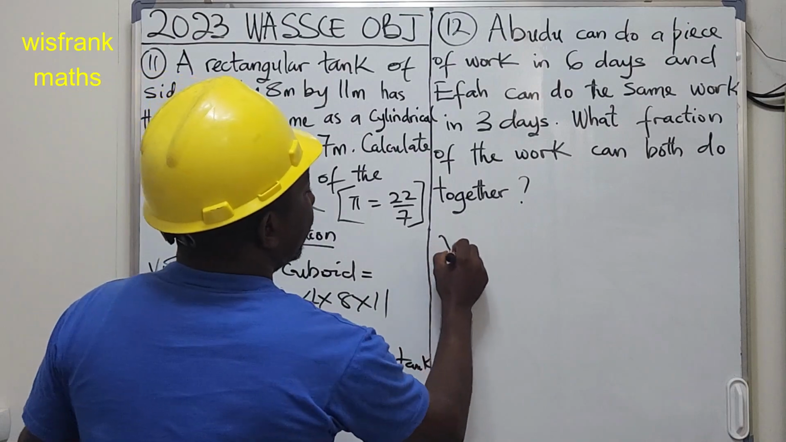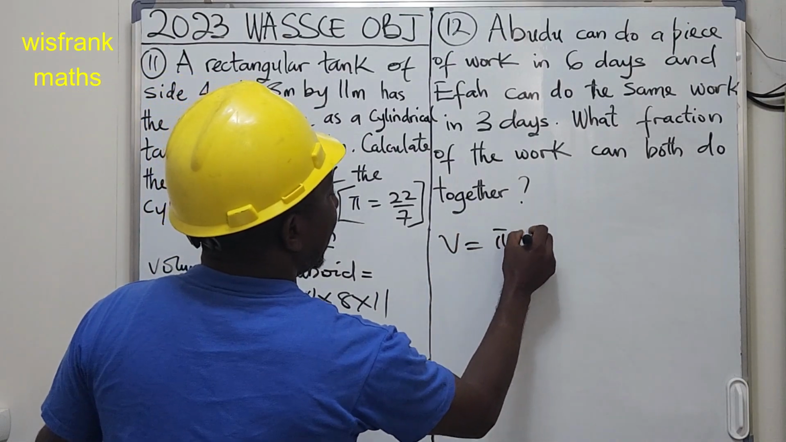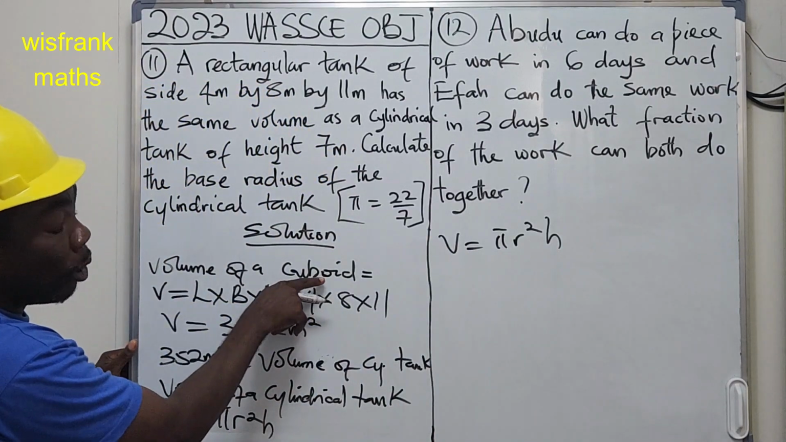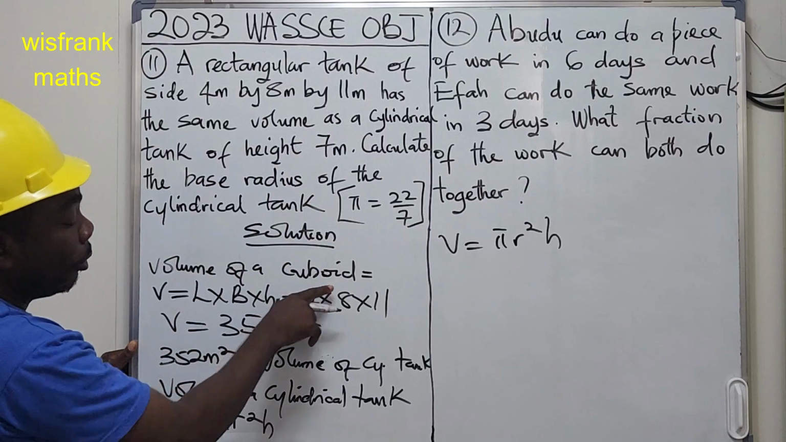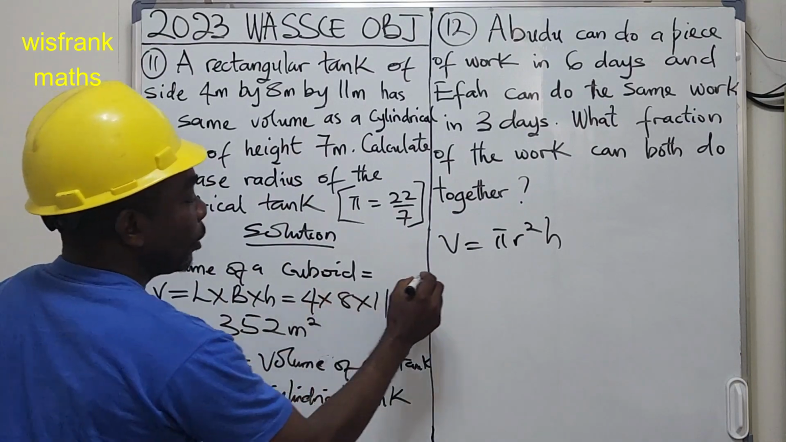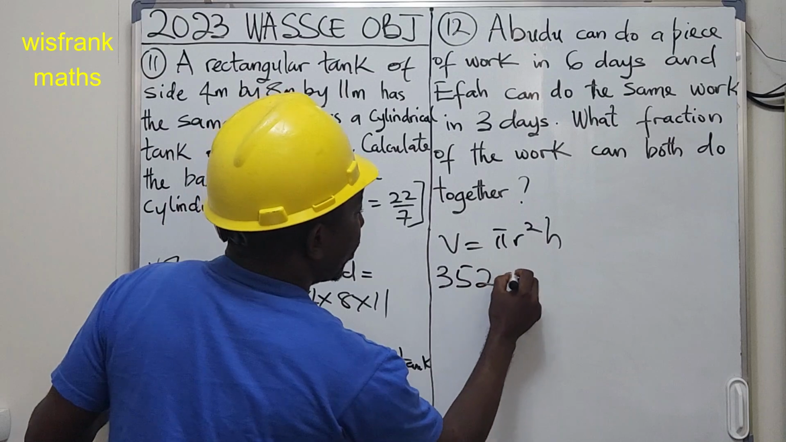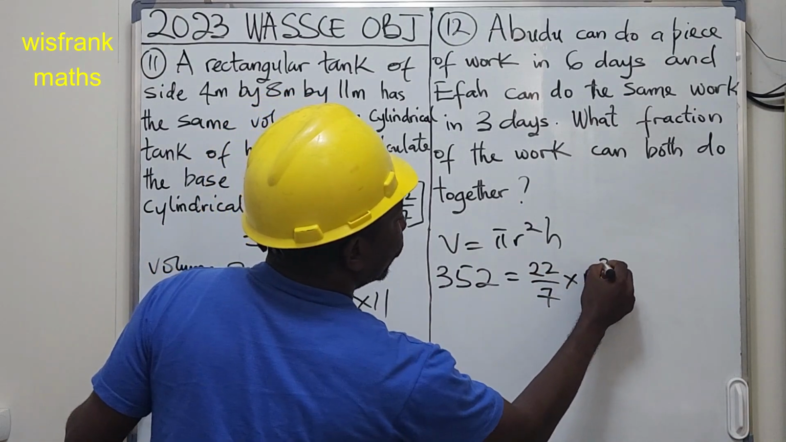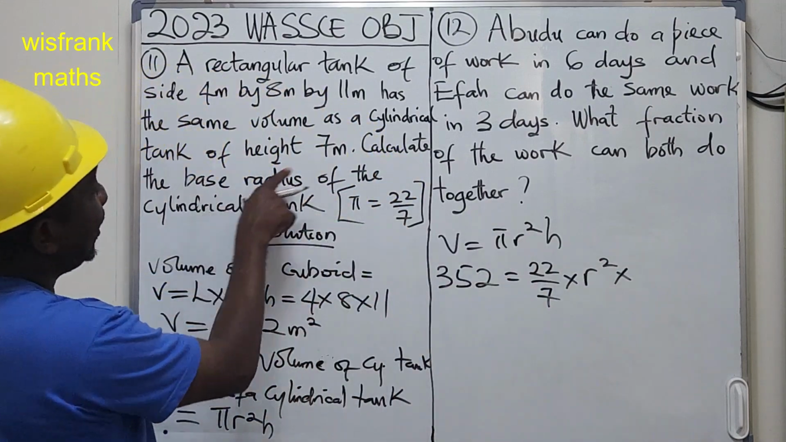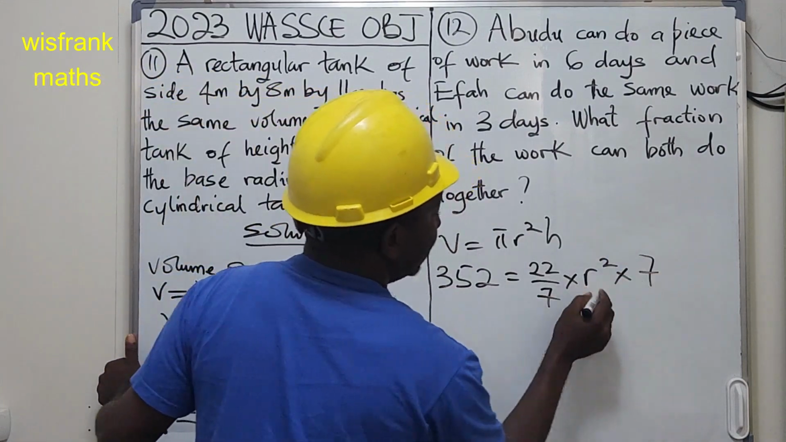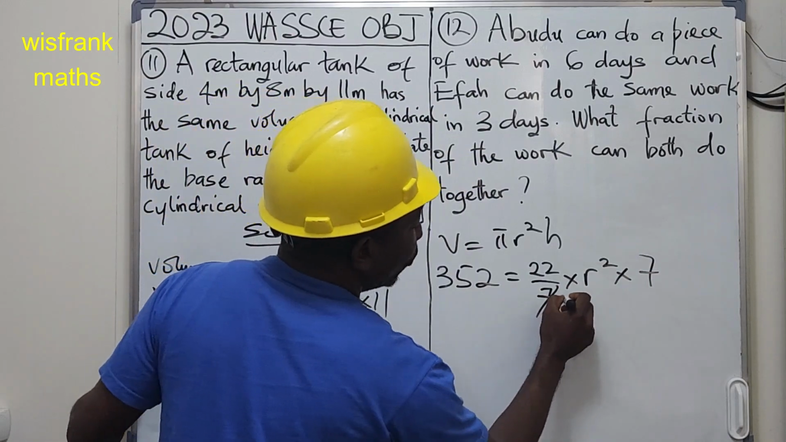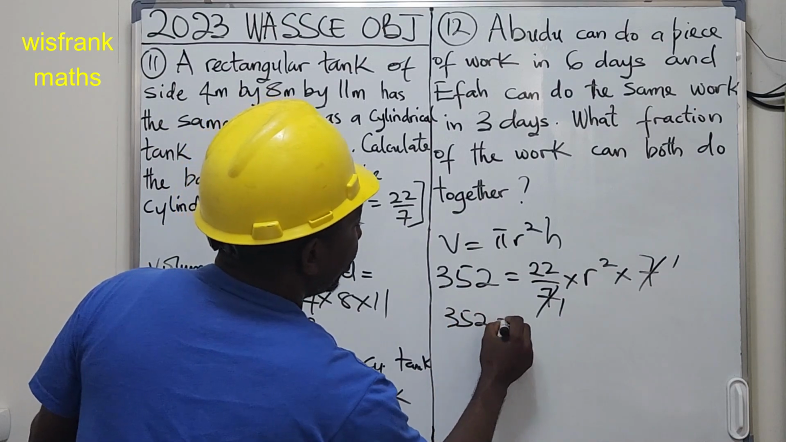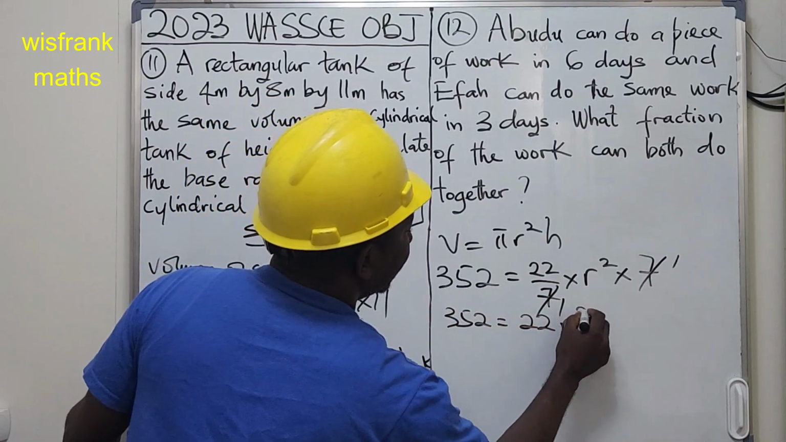So we have the volume of the cylindrical tank as pi r squared h. The volume of the cylindrical tank, which we said is the same as the volume of the rectangular tank, the cuboid, is 352 meters cubed. So we have 352 equals pi as 22 over 7 times r squared times the height, which is 7 meters. So 7 can cancel 7. We have 352 equals 22 r squared.